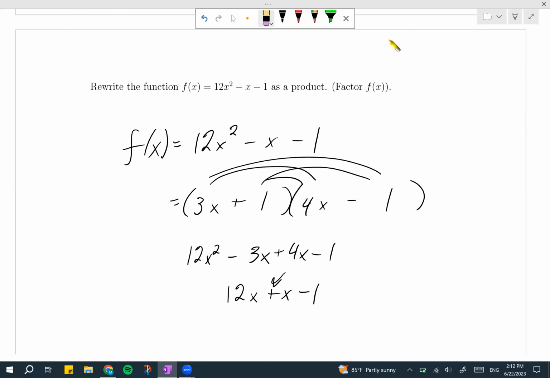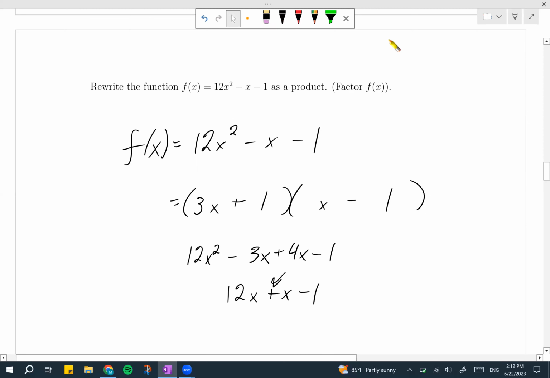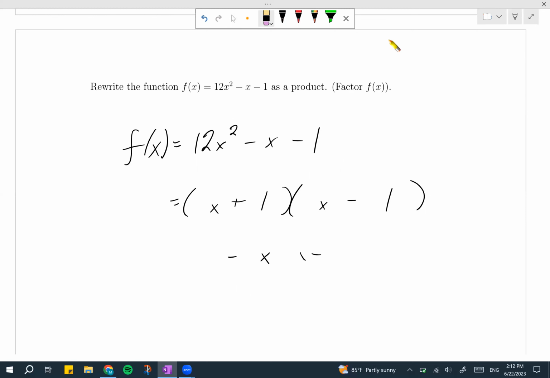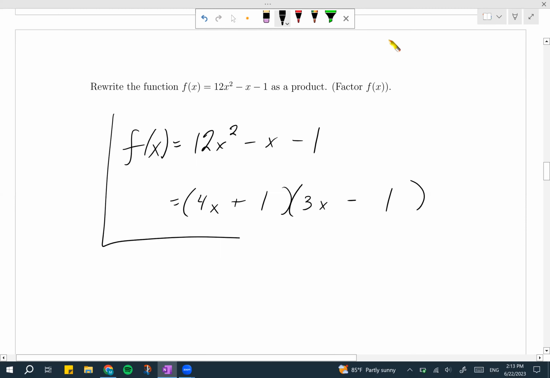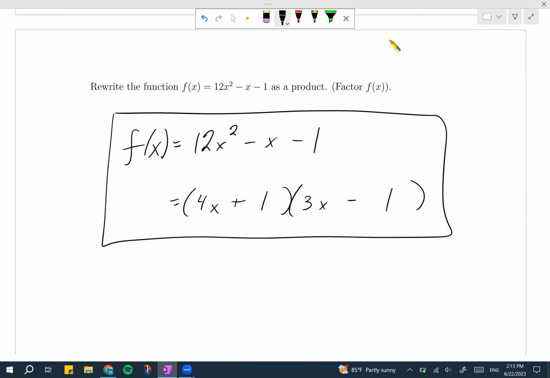I'm going to try switching my 3 and 4 and see what I get. So 4 and 3. That's going to give me 12x squared minus 4x plus 3x minus 1. And this is going to give me the minus x that I need in the middle. So this is how you would write it as a product. And that would be my final answer.